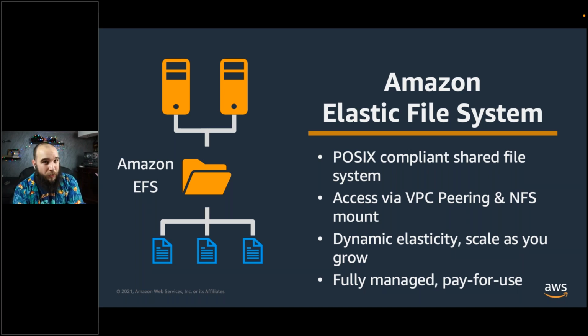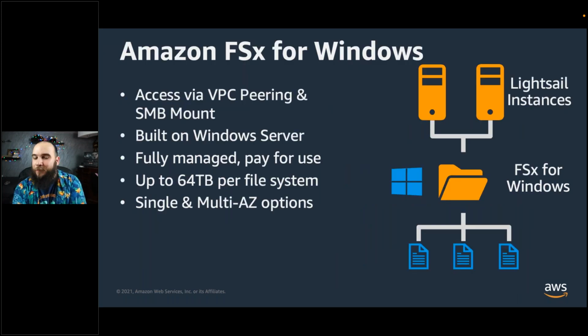If only there was a Windows option. And there is. There's FSx for Windows. It's basically the same thing. It's not NFS, not Network File System, it's SMB, so it's Samba. The same thing as I said before, but in this case it has up to 64 terabytes on a file system. It's, again, fully managed, and this is what you would use for your Windows Lightsail instances when you wish to share a file system between multiple Windows systems. It's just wonderful.